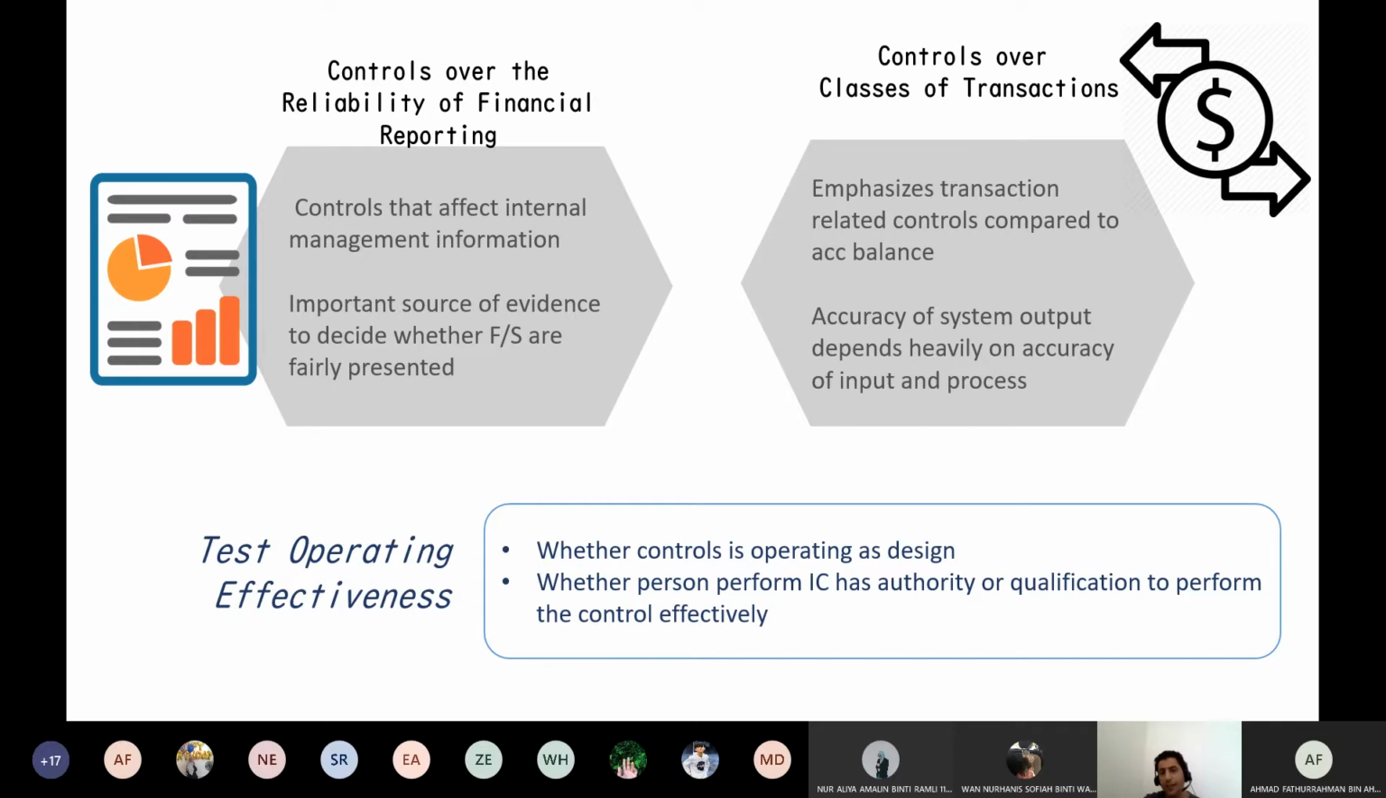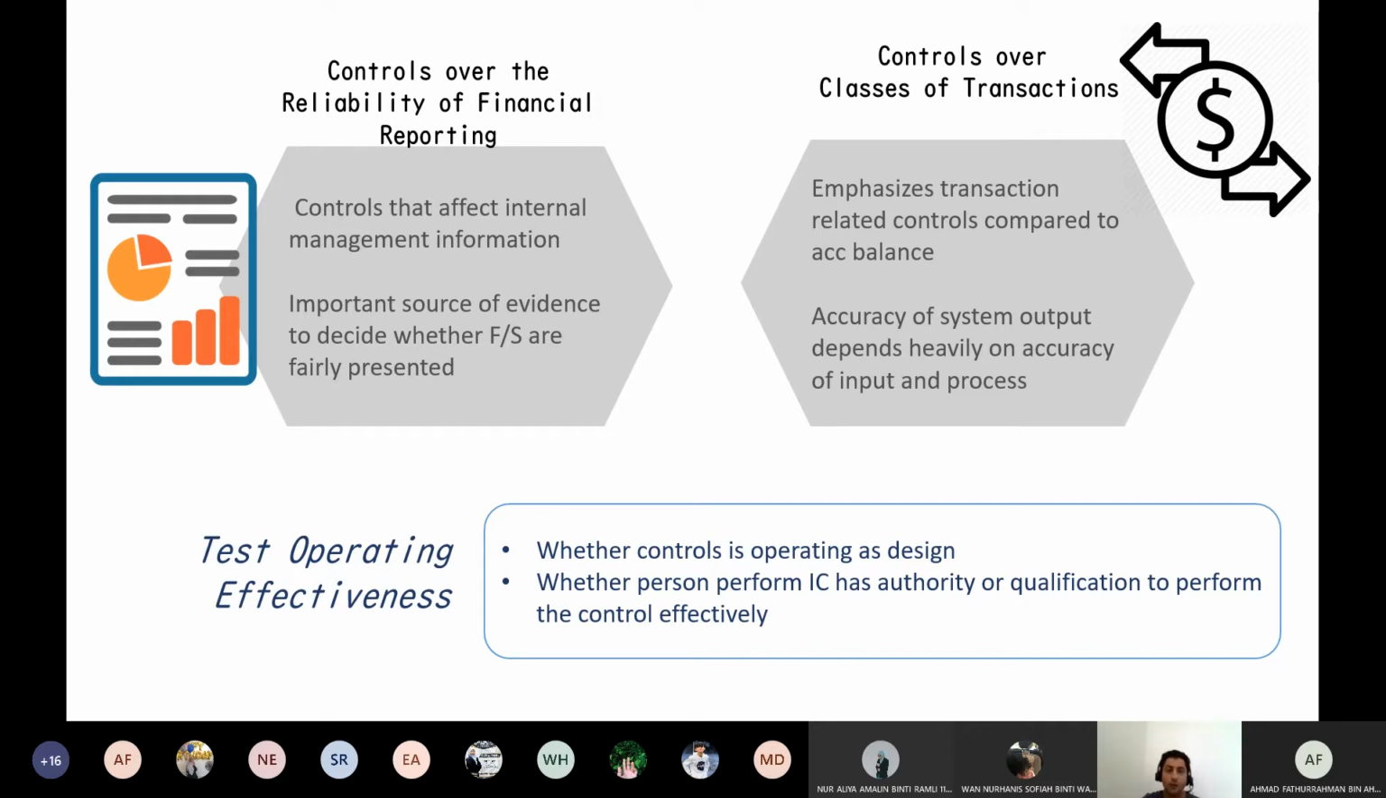So on the right side, we can conclude that control over classes of transaction are focusing on the process and the input. When we see input, it means the supporting document of transactions, and process is how we process this transaction in terms of recording in journal and posting to the ledger and preparing the trial balance and so on.